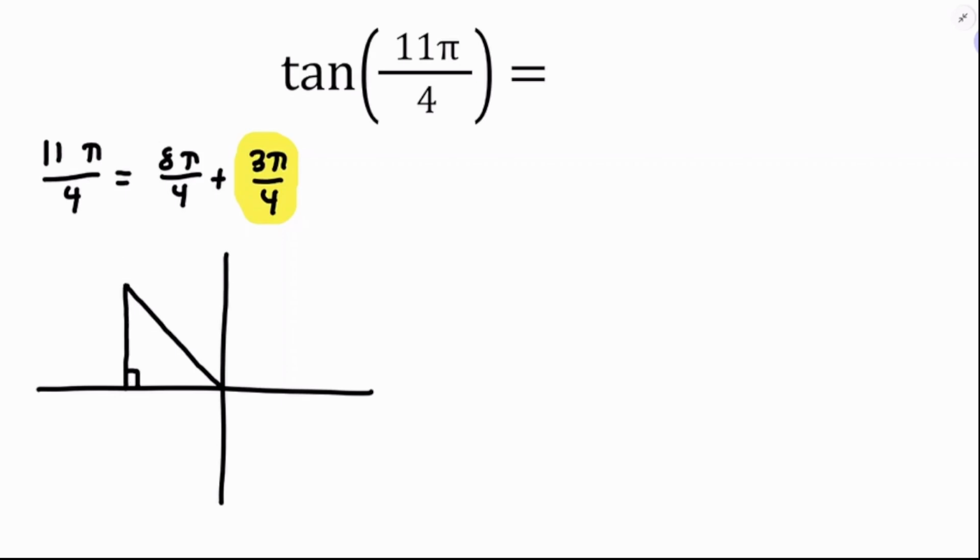And I'm going to draw my triangle. Okay, it's a 45, 45, 90 because it's a pi over 4. Hypotenuse is 1, legs are both root 2 over 2. For here in the second quadrant, x is negative and y is positive. Tangent is opposite over adjacent, root 2 over 2 divided by negative root 2 over 2. That's going to be negative 1.